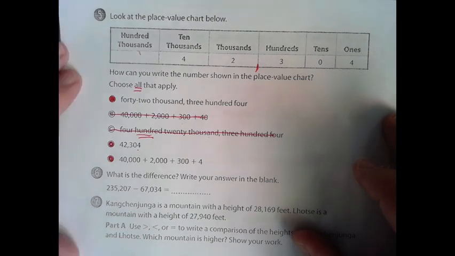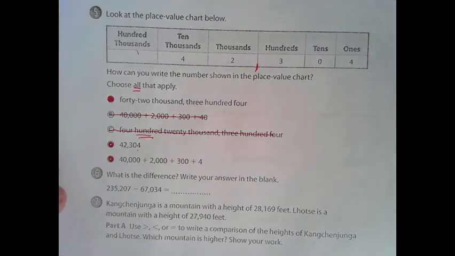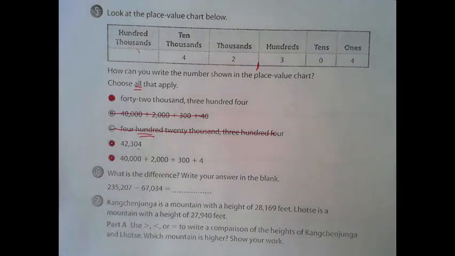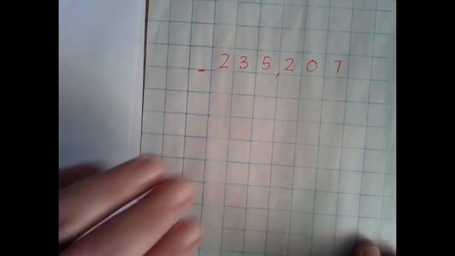Okay. So number 6, they're asking you what's the difference, right? Your answer goes in the blank. So they're asking you to subtract these 2 numbers. They didn't give me enough room, so I'm going to pull out some graph paper. I like graph paper because it helps you keep your numbers lined up.